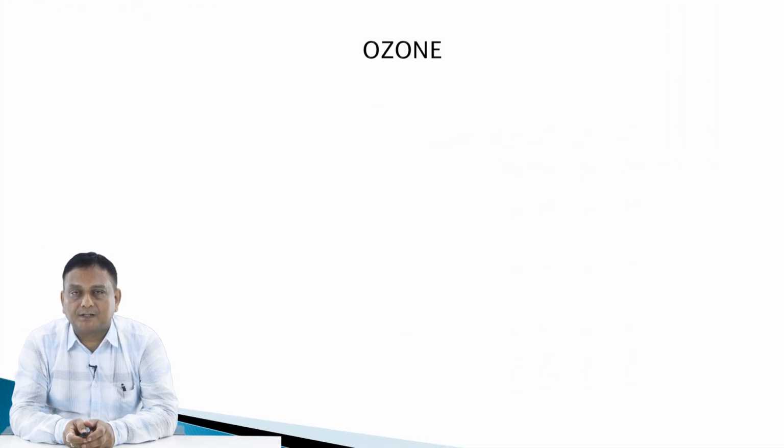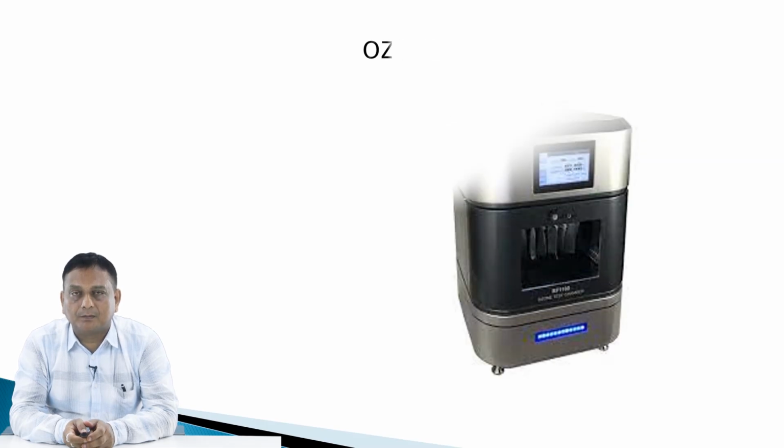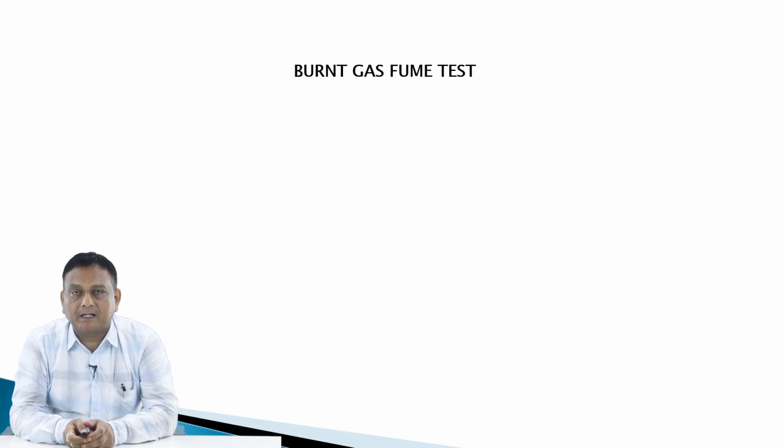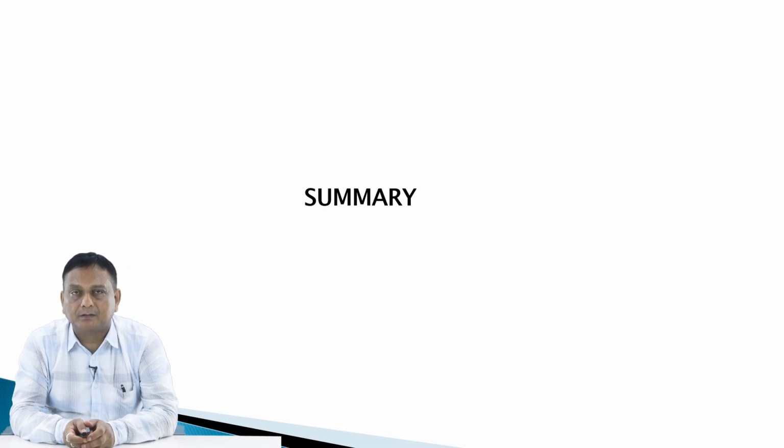Then comes the colorfastness to ozone. So an ozone tester is there, to see how the sample behaves. Then burnt gas fumes, how it looks if it is exposed to the burnt gas. So normally for indigo dyed material or white material, these tests are applied.